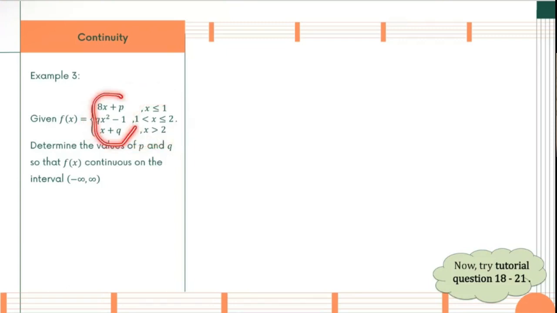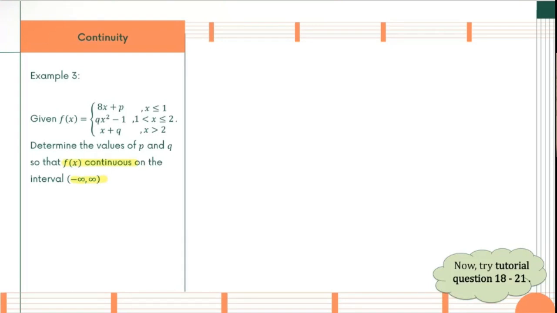Tapi kat kita punya function ni ada unknown, P dengan Q. So determine the value of P and Q so that f(x) is continuous on the interval negative infinity until infinity. f(x) continuous on all real numbers. Okay, sekarang ni kita tahu continuous ada 3 condition dan dia satisfy ketiga-tiga condition.